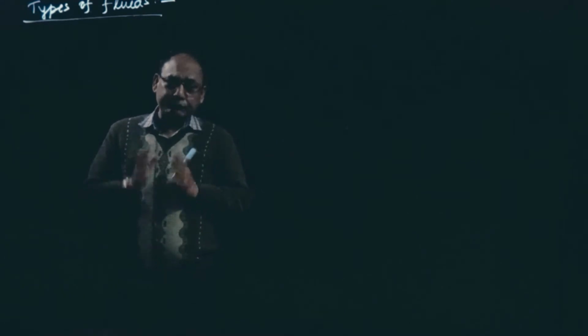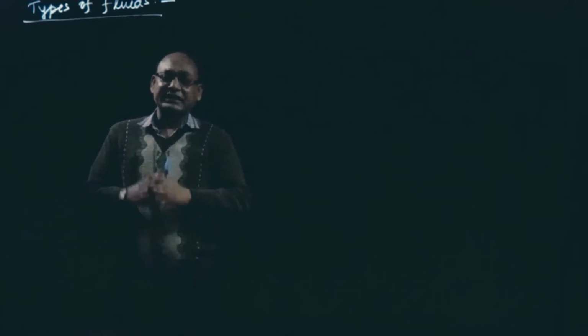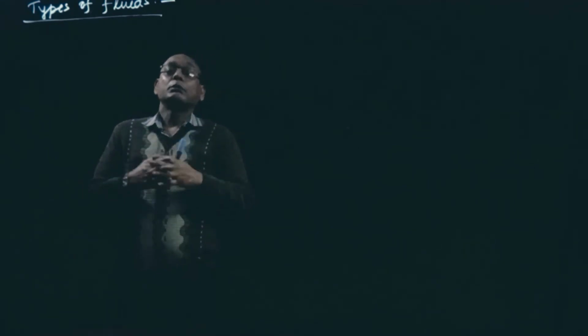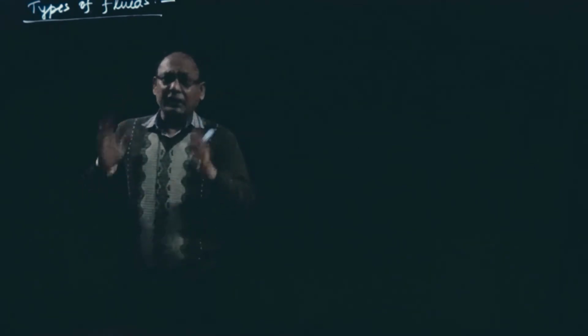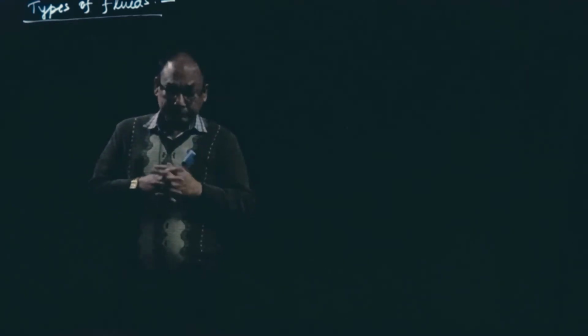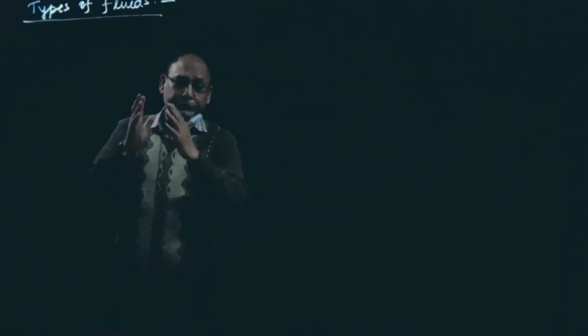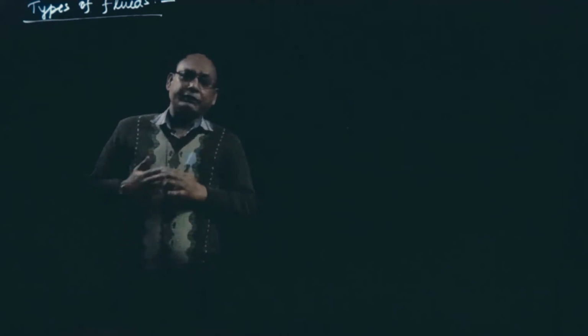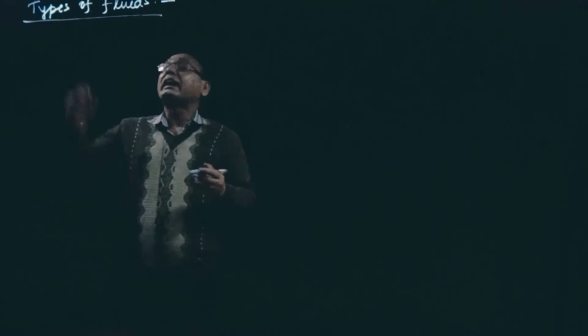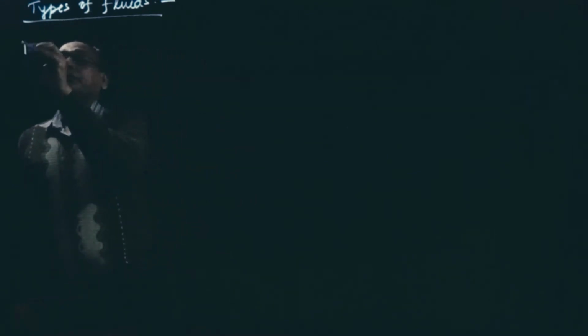If there is a fluid, definitely it has some surface tension, it must have some viscosity, and the compressibility effect will be there. So almost all the materials available in the world have some viscosity and some surface tension, so they are called real fluids. Based on that, there are many other types of fluid that I am going to discuss in this session.